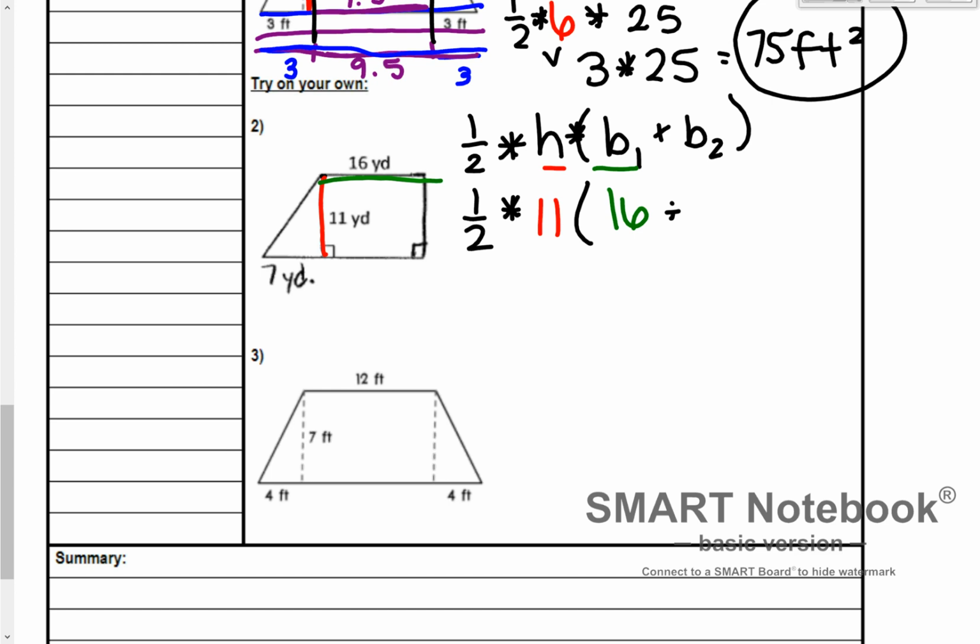I've got my base 2, but I don't know that whole distance. I know that this piece right here is 7. So if I want the whole thing, I need to know what this piece right here is. And I know in a rectangle, whatever's on the bottom is on the top. So I know that that piece is 16. This piece is 7. So 7 plus 16 would be 23. It's supposed to be a plus. All right, next we would do parentheses. 16 plus 23 is 39.